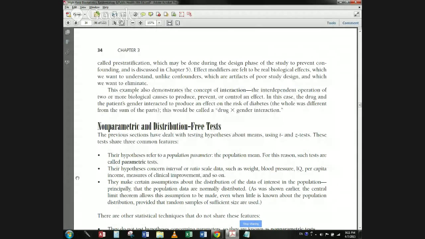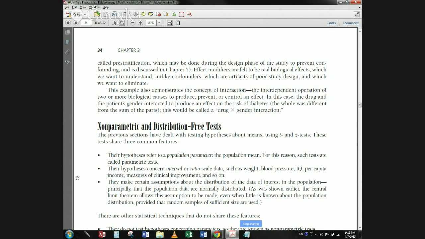This example also demonstrates the concept of interaction, the interdependent operation of two or more biological causes to produce, prevent, or control an effect. In this case, the drug and the patient's gender interacted to produce an effect on the risk of diabetes. The whole was different from the sum of the parts. This would be called a drug times gender interaction.